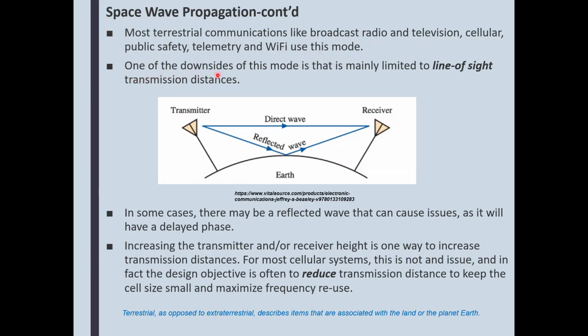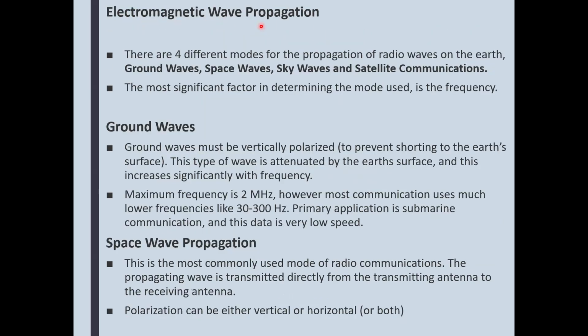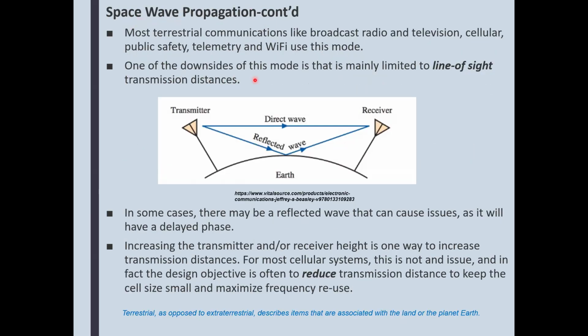One of the downsides of this mode is that it's mainly limited to the line of sight. Mainly. And that's a huge mainly. Again, one of the downsides of space wave propagation, as opposed to ground wave that we just covered, is that it has to be line of sight. So the antenna has to see the other antenna.